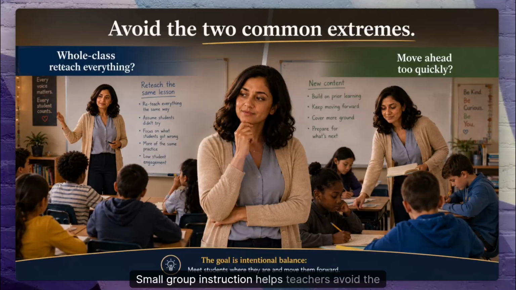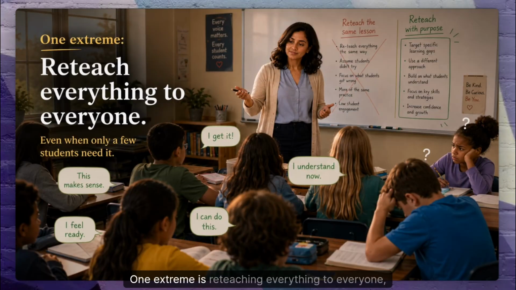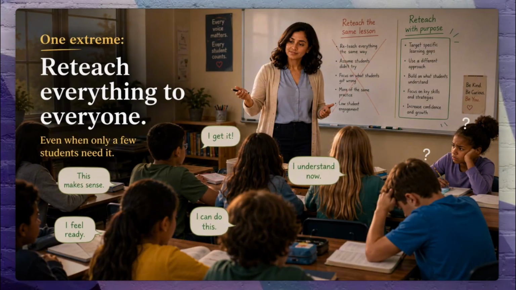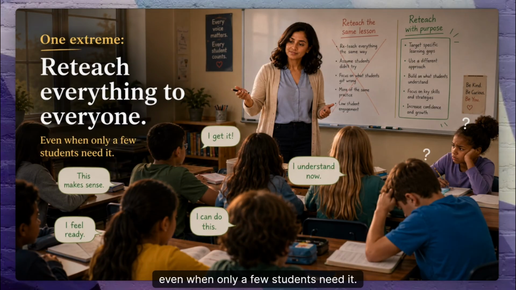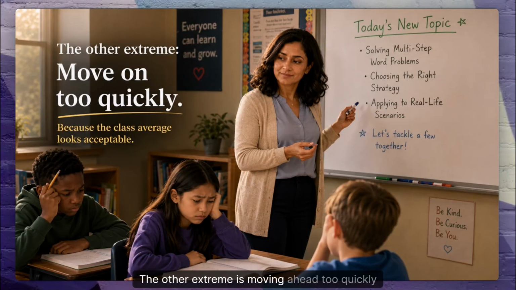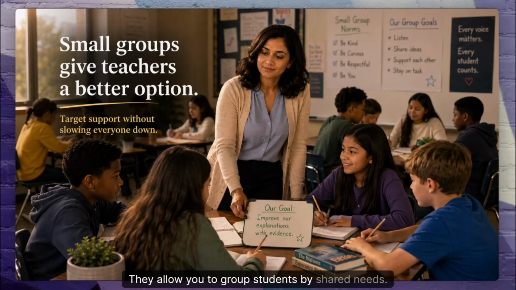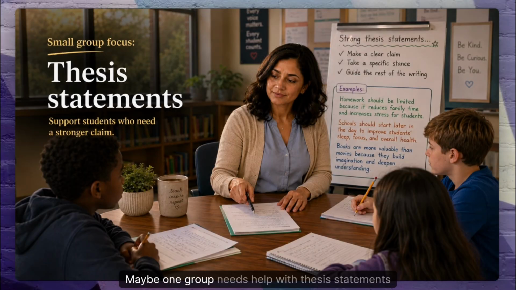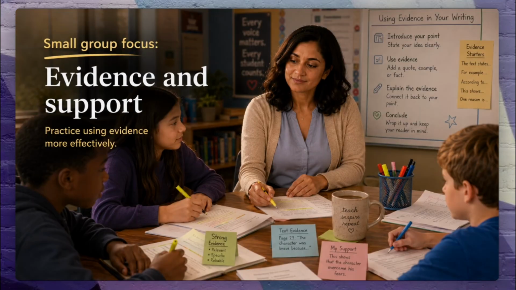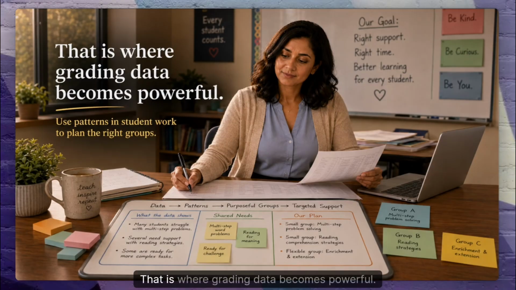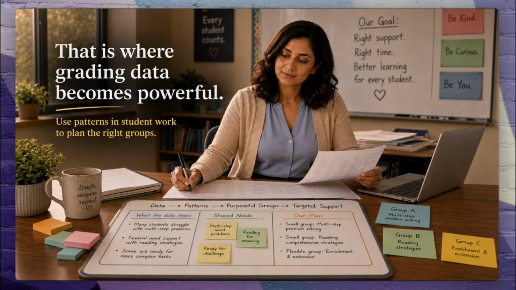Small group instruction helps teachers avoid the two common extremes. One extreme is reteaching everything to everyone, even when only a few students need it. The other extreme is moving ahead too quickly because the class average looks acceptable. Small groups give teachers a better option. They allow you to group students by shared needs. Maybe one group needs help with thesis statements and another group needs practice with evidence. That is where grading data becomes powerful.